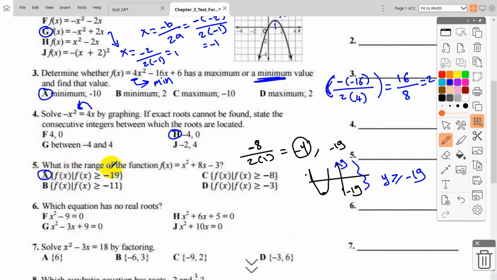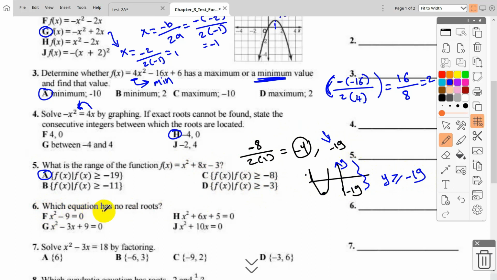Again, question 5, in order to find the range, first we have to find the x coordinate, which is negative b over 2a equals negative 4. Then to find the y coordinate by substituting for every x value negative 4, the y coordinate is negative 19, so it's going upward. If it's going upward, the range will be y greater than or equal to negative 19.